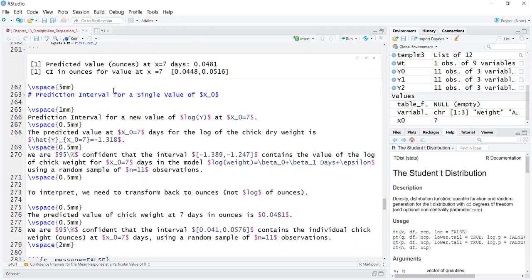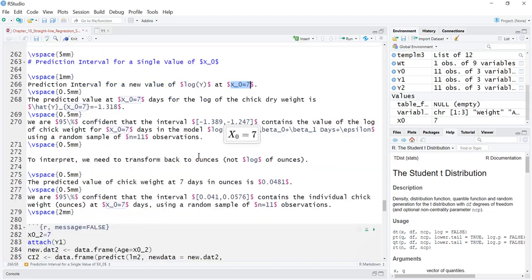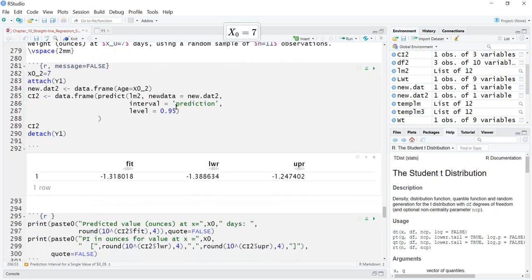Now, we want the prediction interval for a single value. So instead of being the confidence interval about the regression line, we want the interval about a single point, a single value. And so a new value for log y at x0 equals 7. We have this code here that we use, and this is automatic. You'll notice that it gives you the same estimated value here, and that's as it should be. The estimate of the point should be the mean, right? But now the interval for the individual point is going to be bigger.